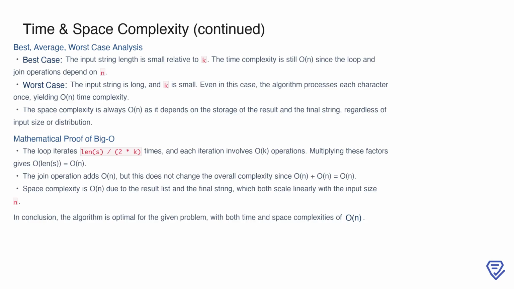To mathematically verify the big O analysis, the loop iterates len(s) divided by 2k times, with each iteration involving O(k) operations. This gives O(len(s)), which is equivalent to O(n). Adding the join operation, which is also O(n), does not change the final result.